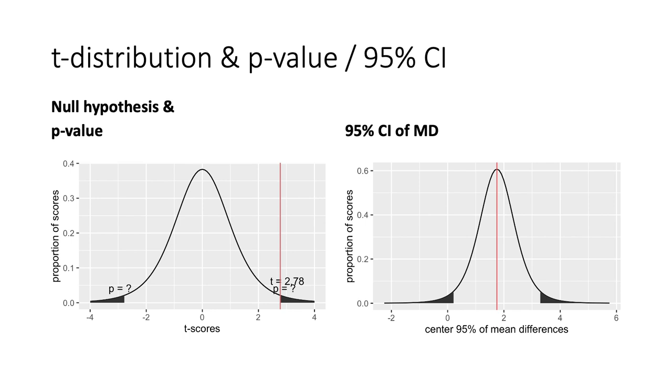So the one on the left we just use, does our sampled mean difference suggest that our true population mean difference is not 0? That's a p-value. On the right, we apply the t-distribution right on top of our sampled mean difference to see what the true possible mean differences could be.